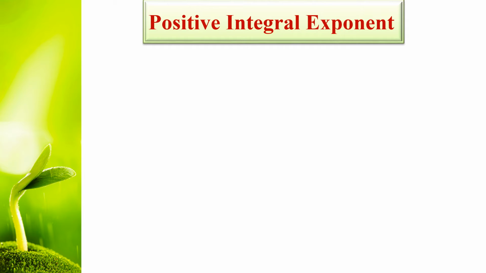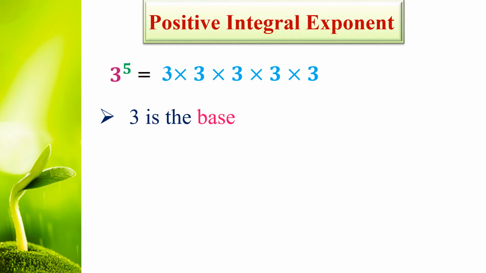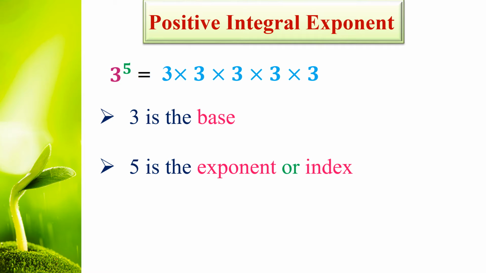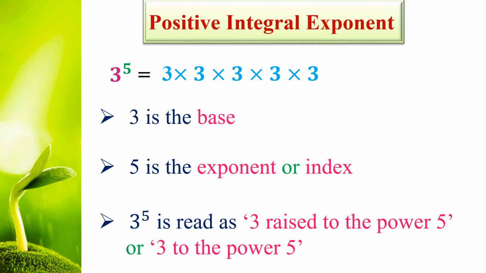Let's learn about positive integral exponent. We know that 3 raised to the power 5 can be written as 3 into 3 into 3 into 3 into 3. Here 3 is the base and 5 is the exponent or index. 3 raised to the power 5 is read as 3 raised to the power 5 or 3 to the power 5.